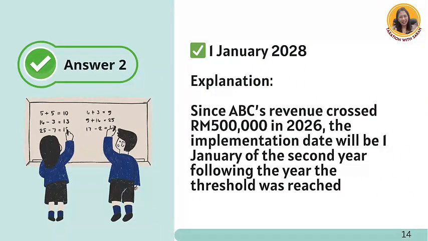ABC should implement e-invoicing on the 1st of January 2028. Why? Since ABC's revenue crossed RM 500,000 in 2026, the implementation date will be the 1st of January of the second year following the year the threshold was reached.